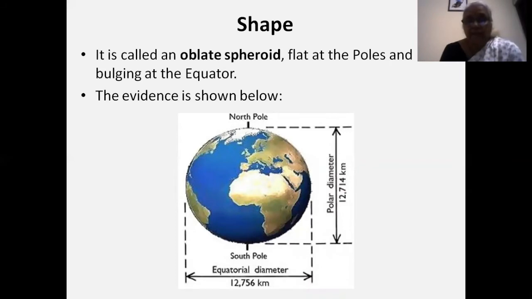As you can see, the polar diameter is 12,714 kilometers, whereas the equatorial diameter is 12,756 kilometers, a difference of about 43 kilometers. So this shows that the poles are flattened and it is bulging at the equator. But for all purposes, we know that the Earth is round, because 43 kilometers, when you consider the size of the Earth, is almost negligible.